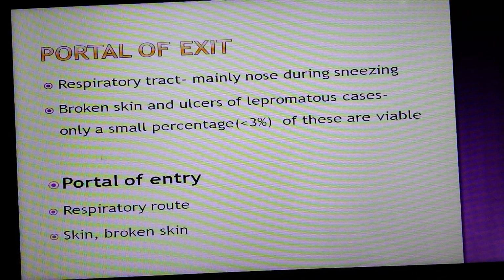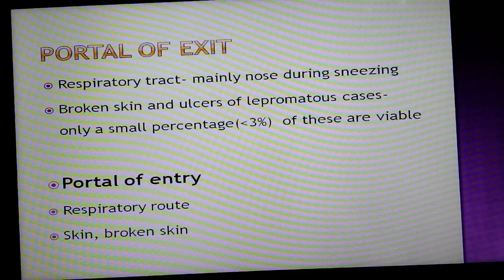Next will be portal of entry, which means how it enters. The portal of entry refers to the manner in which a pathogen enters a susceptible host. For that we call it portal of entry, where the respiratory route and skin, the broken skin, we can see. This is what we call the portal of entry.